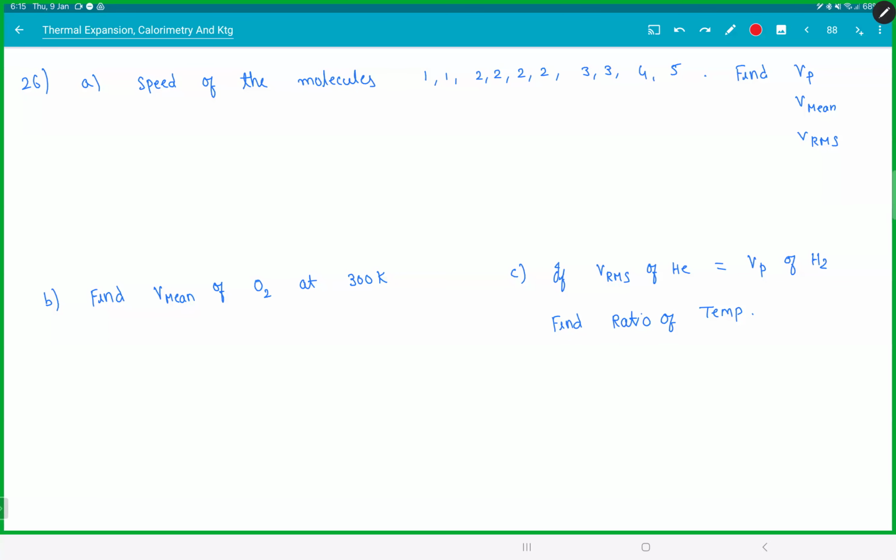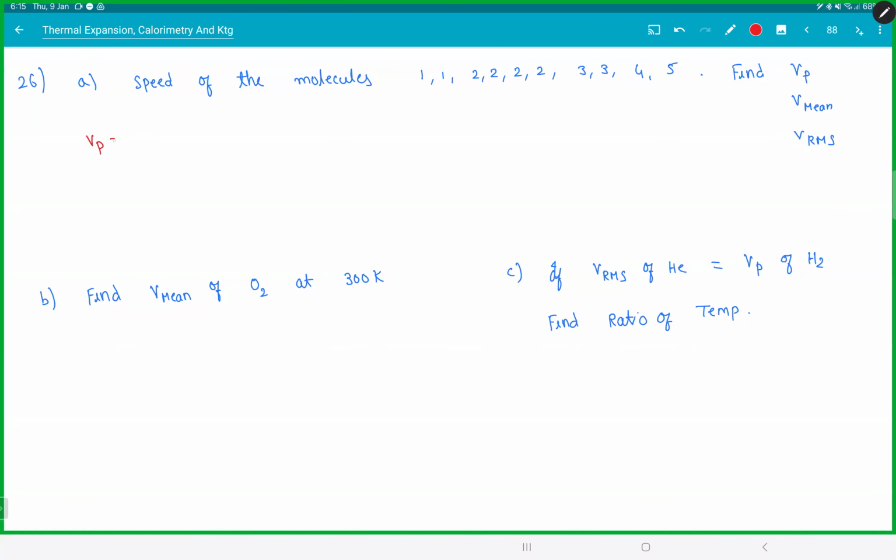Let's see. So V probable is 2. What is V mean? Just add them up. 1 plus 1 plus 2 plus 2 plus 2 plus 2 plus 3 plus 3 plus 4 plus 5 by 10. How much is that? This is 25 by 10, 2.5.